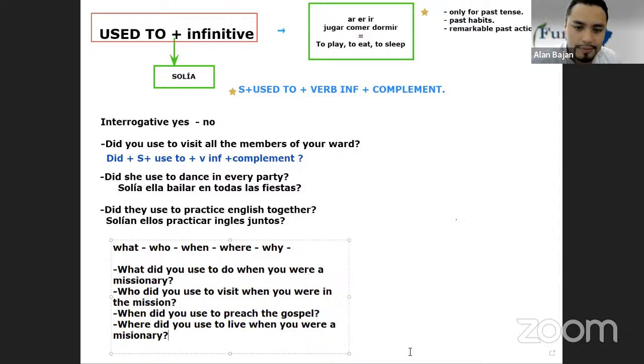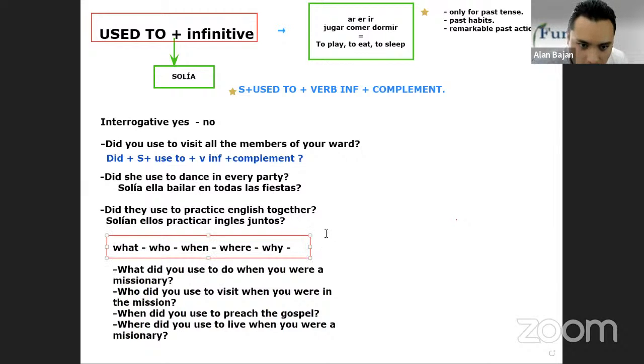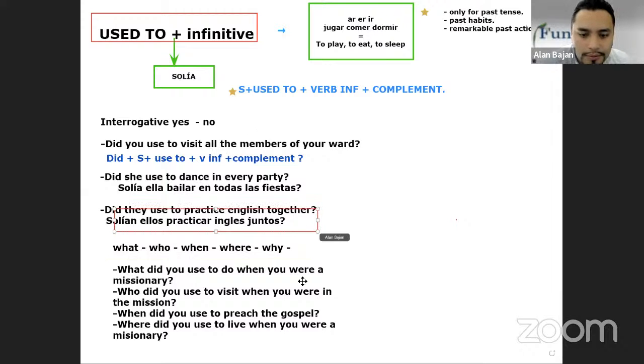Okay, so here I have some questions, but specifically with question words. What, who, when, where, why. And we also have how, right? It's the same. We have here how.